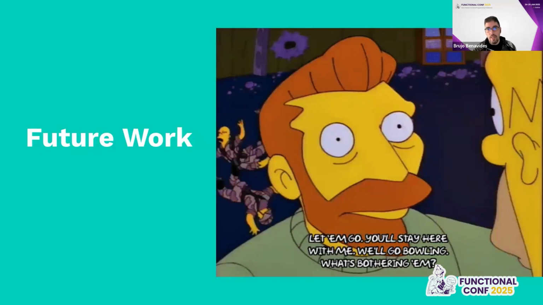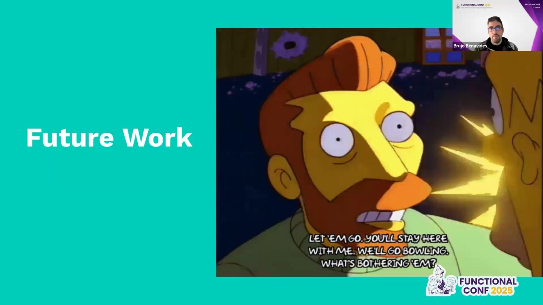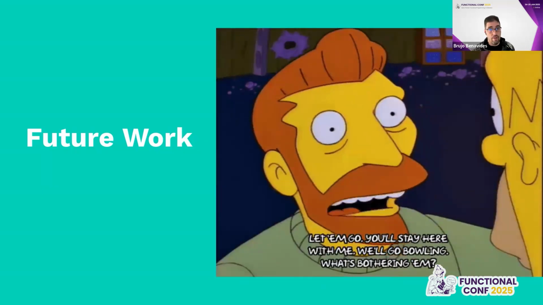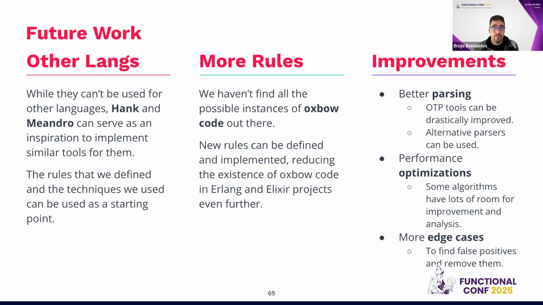It's not bad for static code checkers. And now what? Hank has reached production state a while back, but there are still many things that can be done. For starters, Hank and Meandro can be used as an inspiration to write similar tools for other languages. Very, very few unreachable code detectors exist today. When we wrote the paper with Laura, we looked for them and we found kind of one for Python maybe, and a very old one for Java.